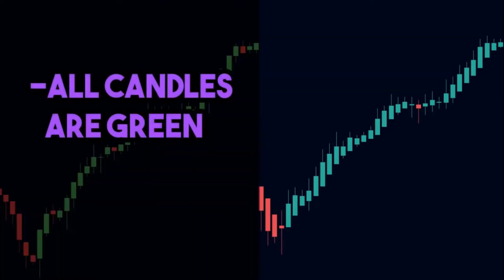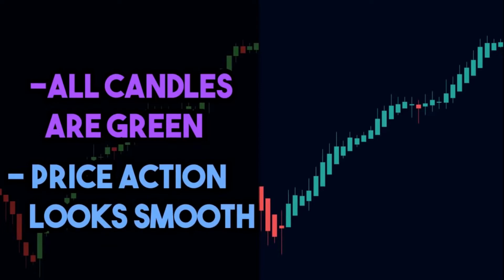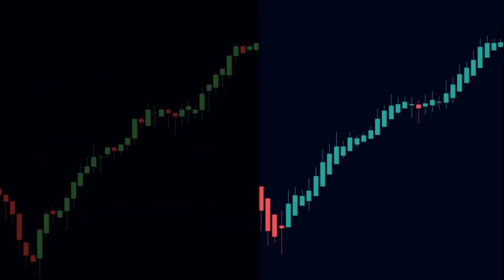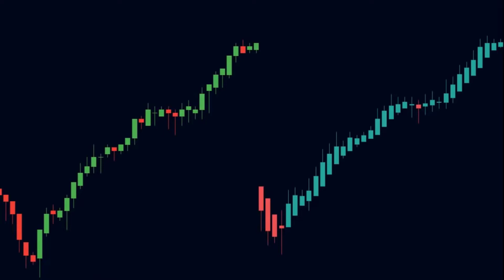As you can see, Heikin Ashi candles show the clear up move with almost all candles being green. The price action also looks a lot smoother than the regular candlesticks. This continuity of smooth price action can make life a lot easier for a new trader. This is why we want to study Heikin Ashi candles.